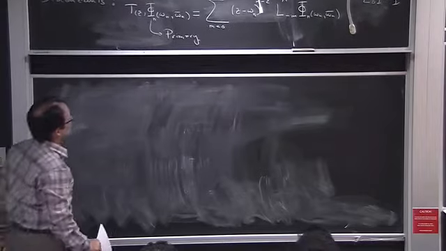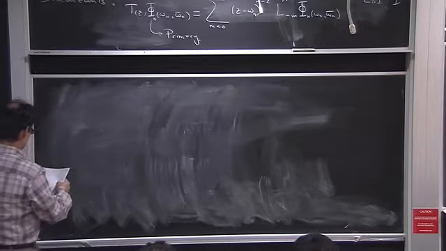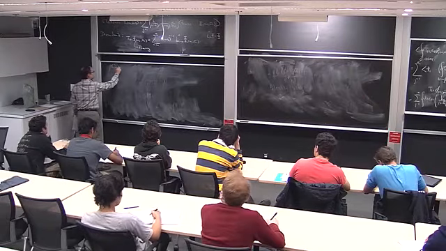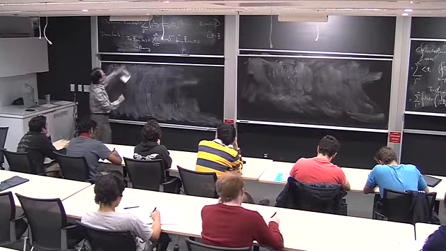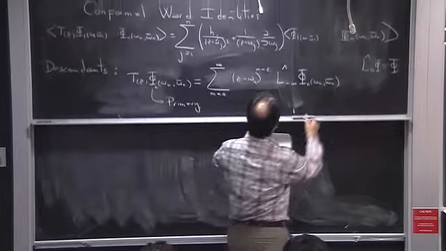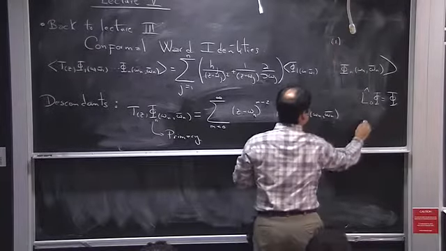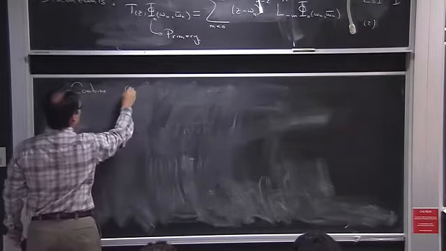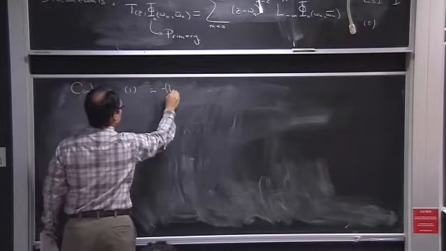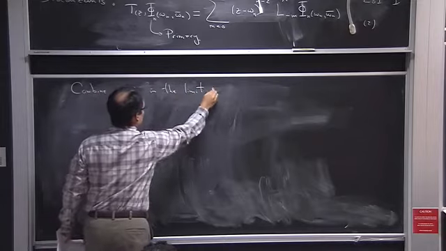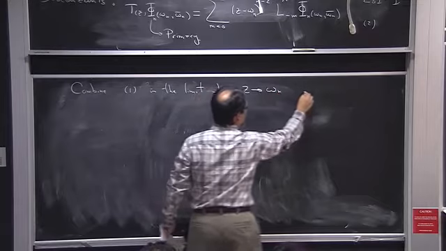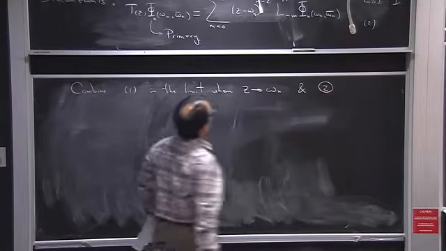Okay? Now, what can we do with this and with the conformal Ward identity? Well, we can combine the two things and do the following. So combine 1 in the limit when z goes to w_n and 2. Okay?